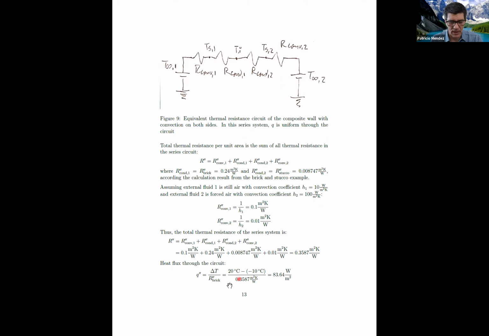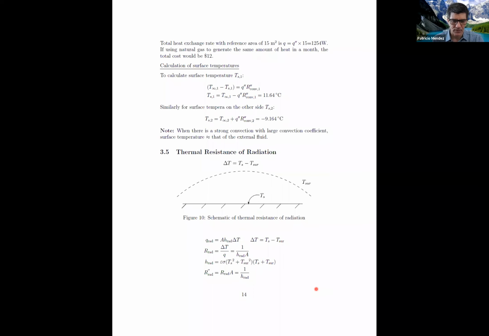So I can do the calculation and I get that the heat flux through the circuit is 83 watts per meter square. It's a lot less than before. If we multiply by the 15 meters squared, we get that accounting for the convection inside and outside, this wall would be costing us $12 a month instead of $17 a month. Convection has been our friend.